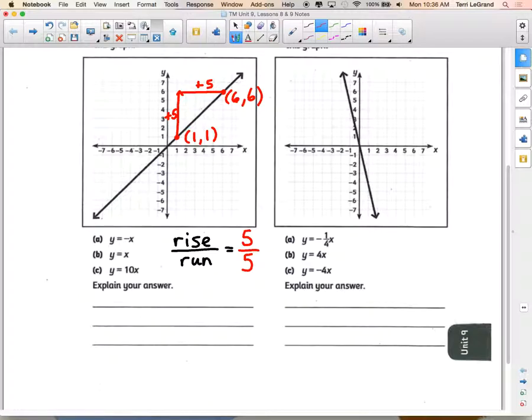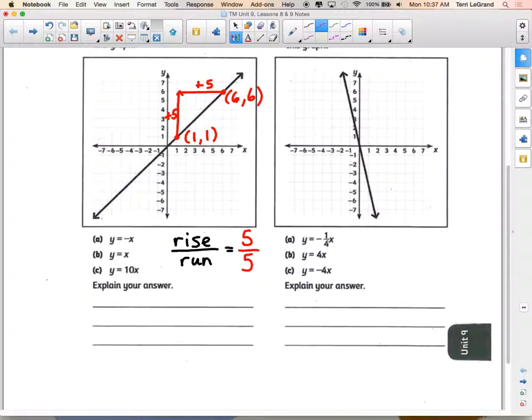Between my points, I get a rise of 5 and a run of 5. What did you get between your 2 points? Tell me what your rise and run are. Harley, what's yours? You don't have it yet. Derek, do you have yours yet? No. Wade? I have a rise of 3 and a run of 3. Okay, you have a rise of 3 and a run of 3.